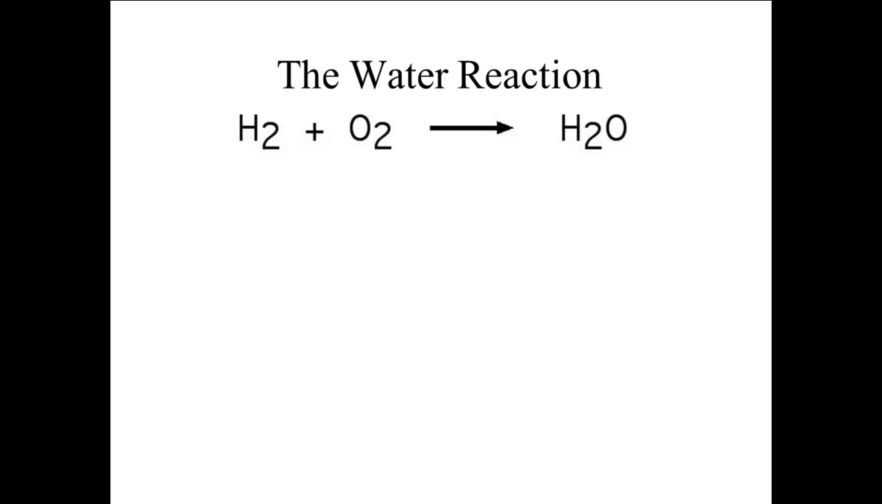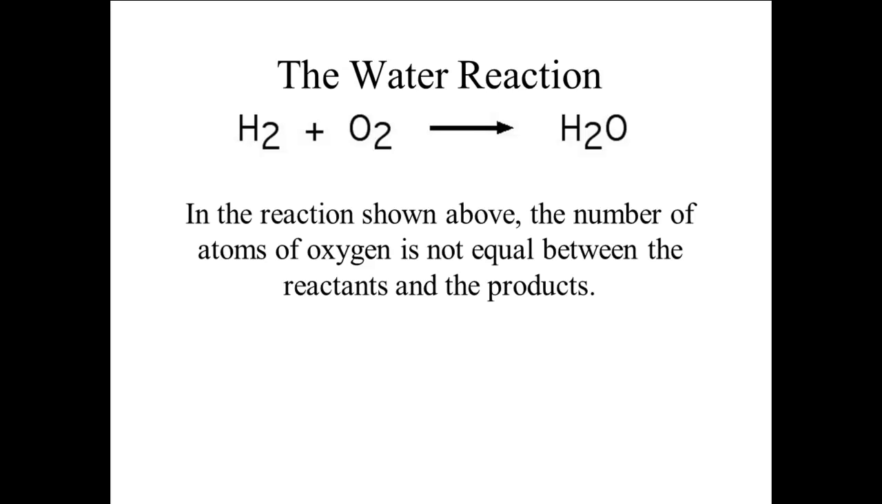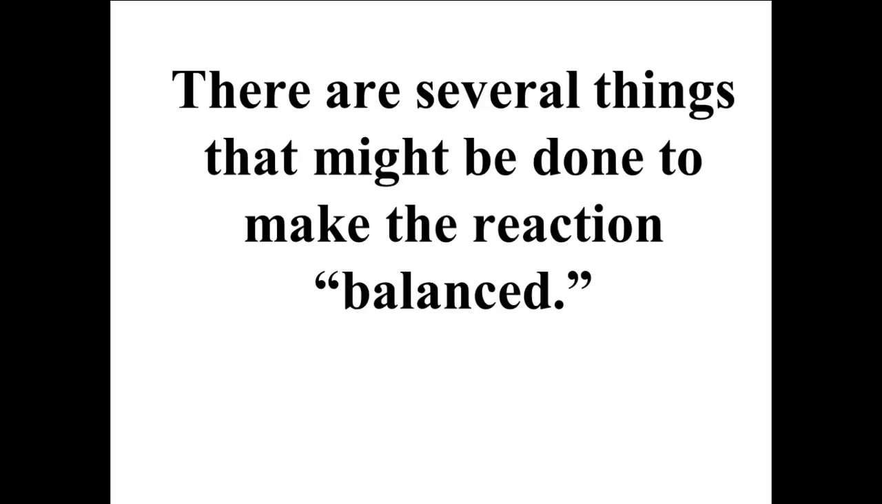Notice that the number of hydrogen atoms is the same in the reactants as it is in the products. But the number of oxygen atoms is not the same in the reactants and the products. How do we make the number of oxygen atoms the same? There are several things that might be done to make the reaction balanced.